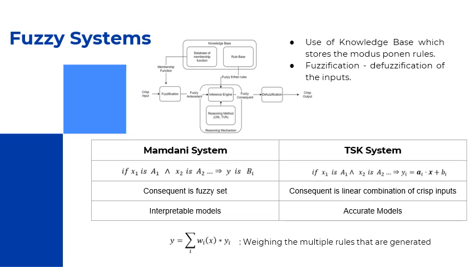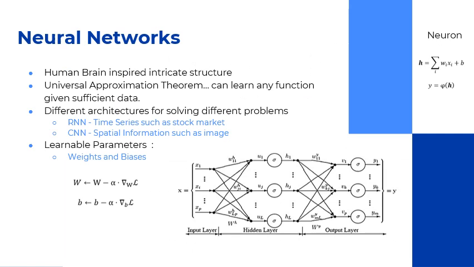Neural networks are intricate structures inspired by the human brain. They can approximate any function given a sufficient amount of data representing the function. Many research models have been proposed to solve specific tasks, such as CNN for dealing with image data and RNN for dealing with temporal information, such as time series.